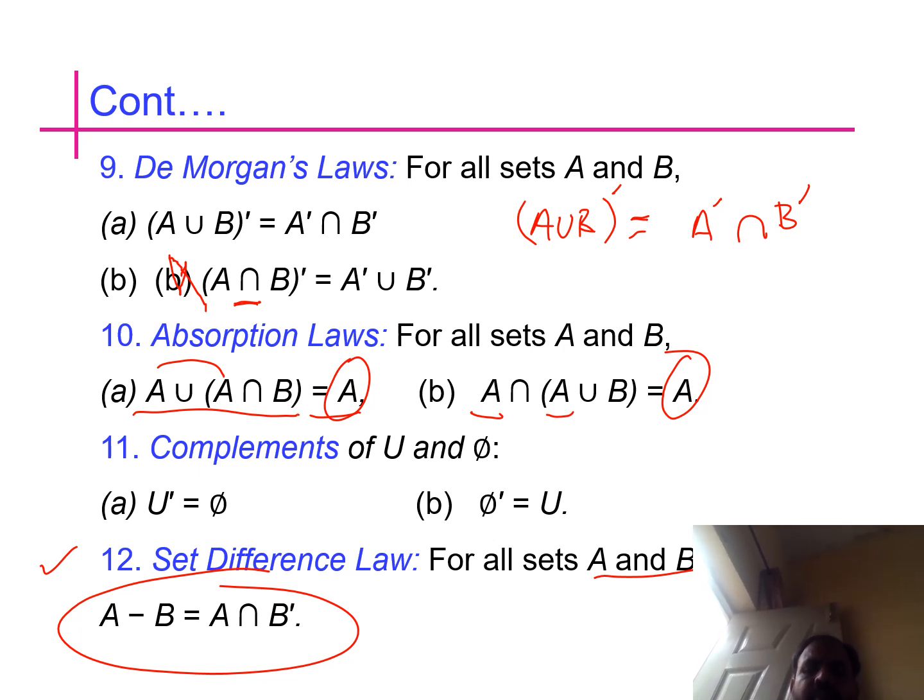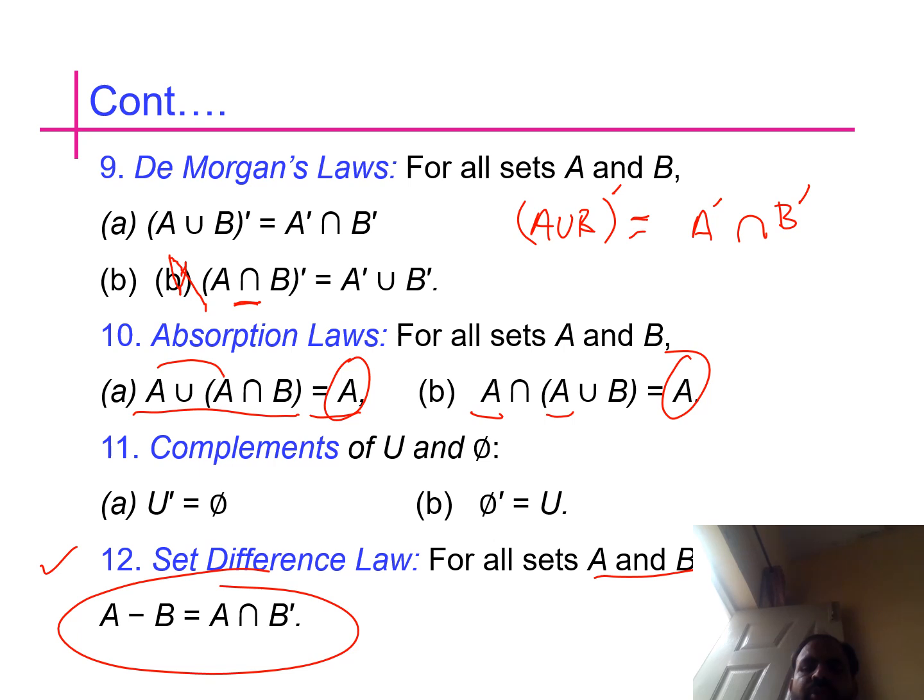Absorption laws. For all sets A and B, A union (A intersection B) is equal to A, and A intersection (A union B) is equal to A. So these are the absorption laws.